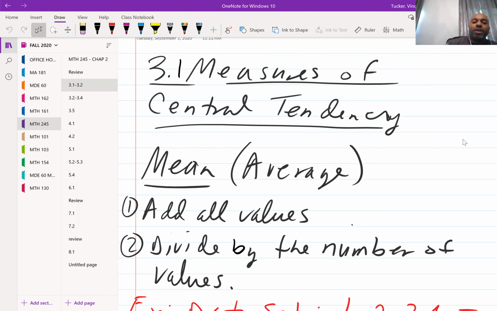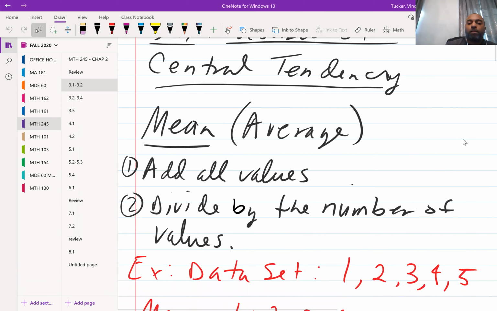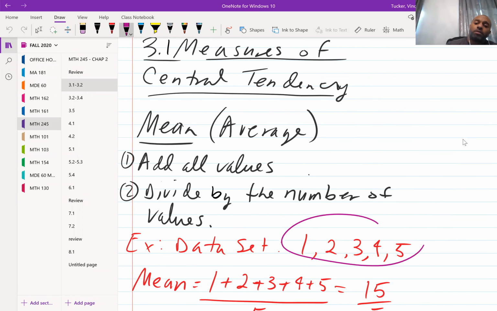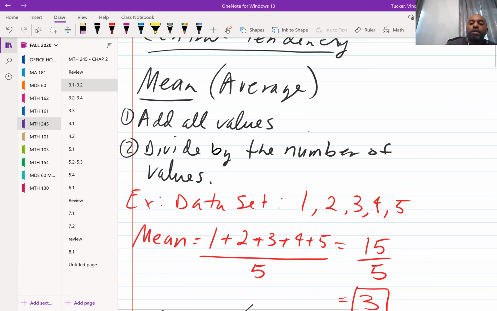And so you'll find it the same way you would whenever you would calculate the average. You'll add up your data values and then divide by the number of data values that you have. So if I have a data set of 1 through 5, and I want to know the average of that data set, then I will add up 1, 2, 3, 4, 5, divide by 5, because that's the number of data values that I have. 5 data values, divide by 5. And my mean would be 3.